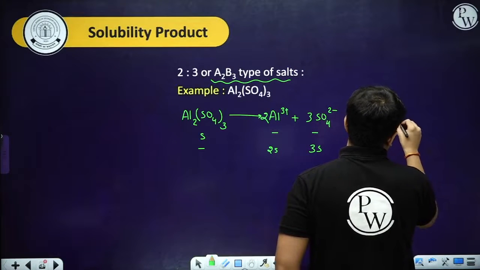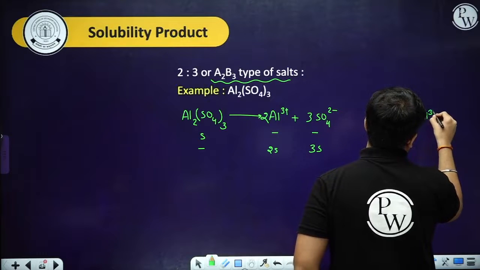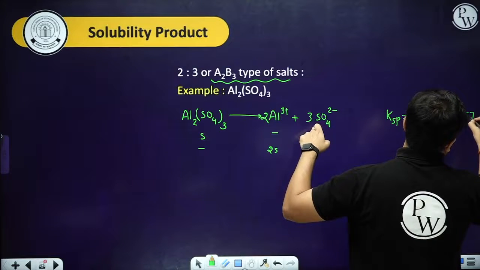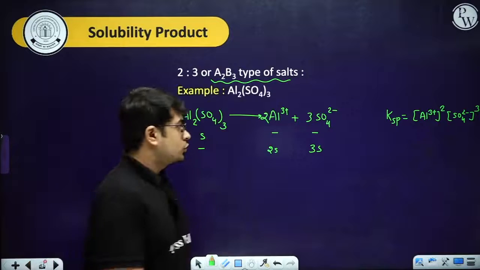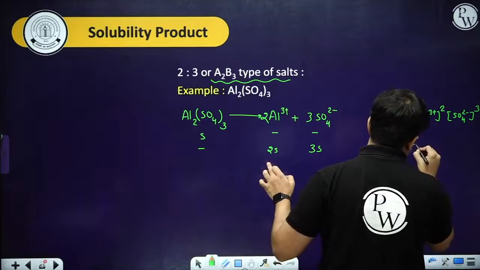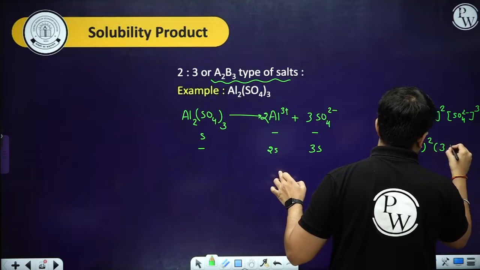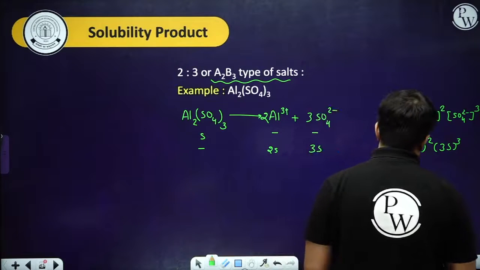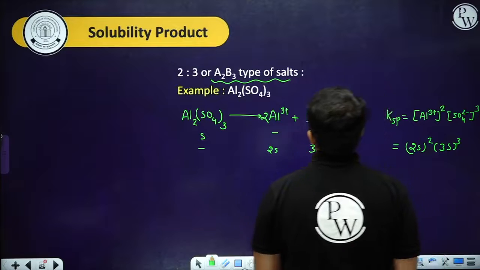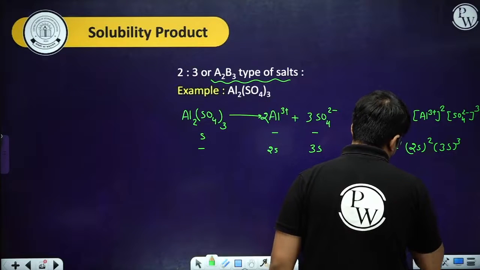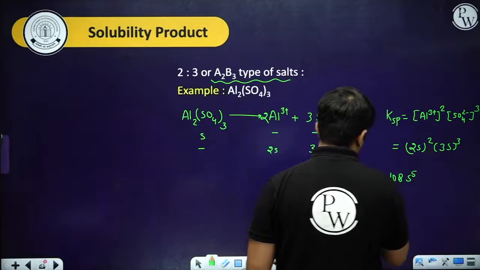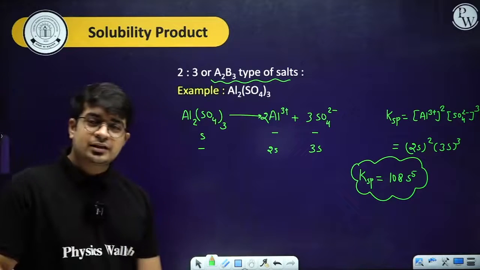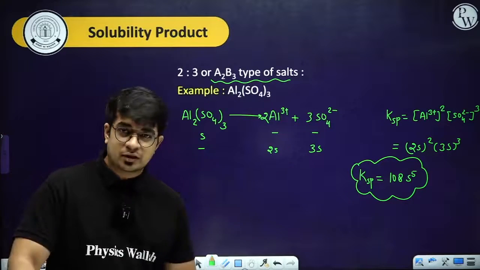Now, if I talk about the Ksp, that will be the concentration of Al3 positive raised to the power 2, its stoichiometry, and SO4 2 negative raised to the power 3, its stoichiometry. So if I put the value here, it will be 2S raised to the power 2 and 3S raised to the power 3. So Ksp in that case will be 2 2s are 4, 27, 54, 108. That will be 108 S raised to the power 5. That will be the final answer. Okay, so that's how you can deal with the calculation of Ksp with solubility. So that is the solubility product in terms of solubility.